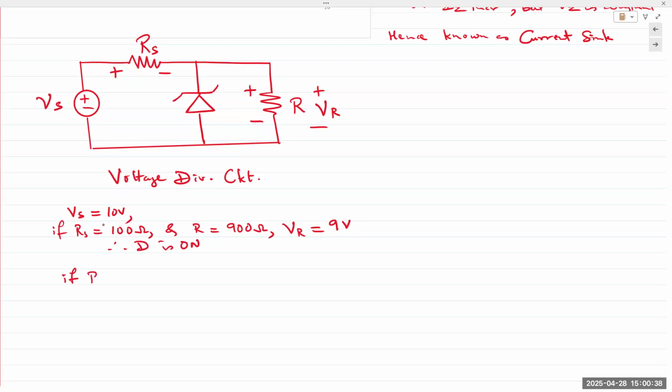Now, if Rs goes to 900 ohms, R is 900. What is VR? 5 volts. Just divided exactly in half.